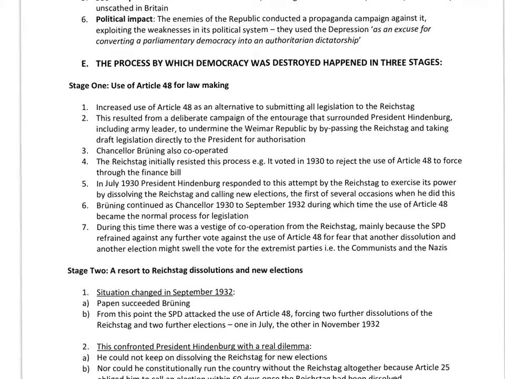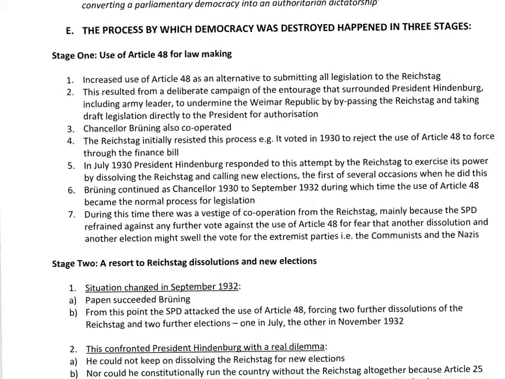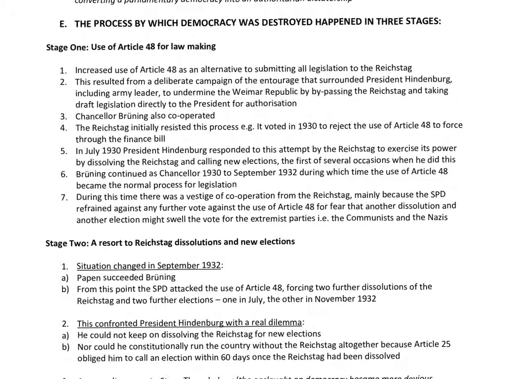We're looking at the process by which democracy was destroyed and the fact that it happened in three stages. And we're looking at the first stage, which was the period from the summer of 1930 through to the early summer of 1932. In other words, the Bruning era, where it became the norm for Hindenburg to sign off legislation using his constitutional right, Article 48, but the point made was that he was really not following the spirit of the Constitution, but he was allowed to get away with it. We finished off with that crucial point there.